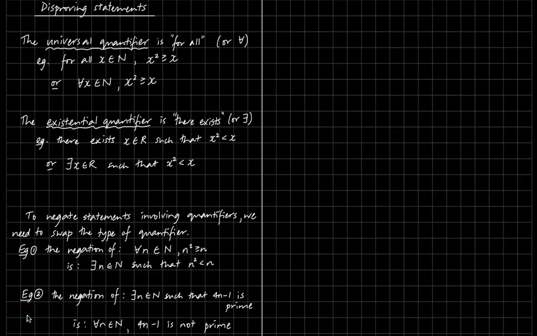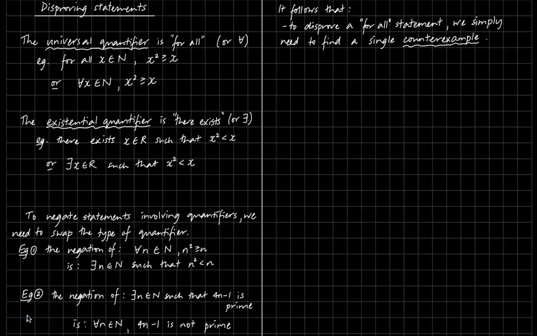Alright, if you've got your head around that, let's think about the implications, and I've explained those. So it follows that to disprove a for all statement, a universal statement, we simply need to find one single counterexample. If you tell me that it always rains on the 1st of January, I just need to find one example of when it didn't rain on the 1st of January, and I've disproved your statement.